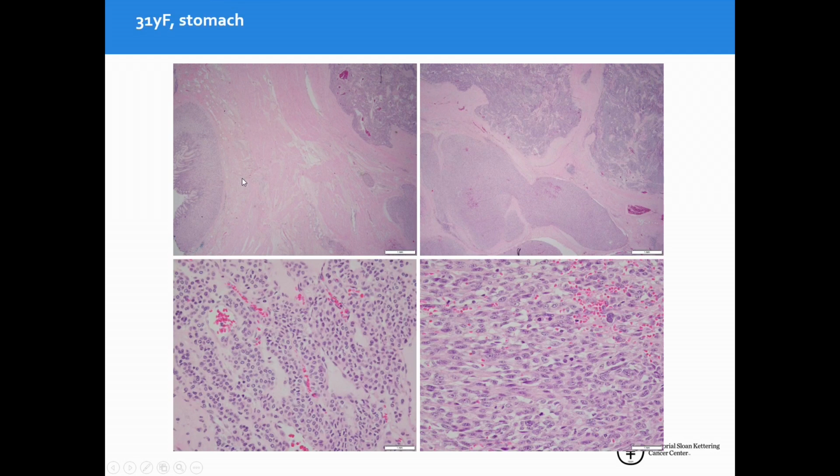This case from a gastric location in a 31-year-old had this very characteristic morphology of 2 different types of nodules. The nodule on the upper left showing this very benign glomus tumor appearing morphology, and the nodule below showing this high grade sarcomatoid morphology, clearly showing the sarcomatoid differentiation in a glomus tumor.